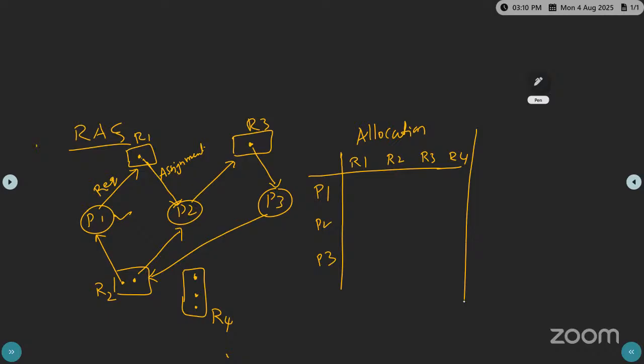For P1, which resources are already allocated? For P1, R2 is allocated, 1 instance. R1 not allocated, R3 not allocated, R4 not allocated. So this 0, 1, 0, 0 means that R2 is already assigned to the process P1. This is an assignment edge. R2 is allocated, but no other resource: R1, R3, R4 are not allocated.